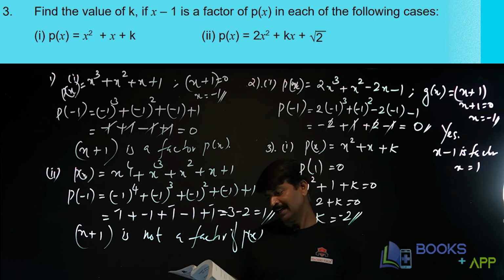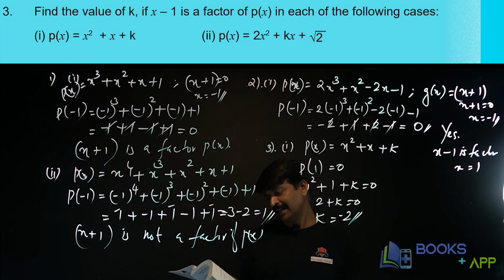So, instead of x, what you have to do? It's like the same problem. Instead of x, you have to substitute 1. So, it becomes 2 into 1 square plus k into 1 plus root 2 is equal to 0. 2 into 1 square, that is 2, k into 1, that is k, plus root 2 is equal to 0. So, what is k from here, children?